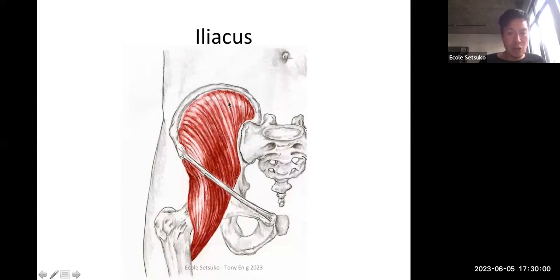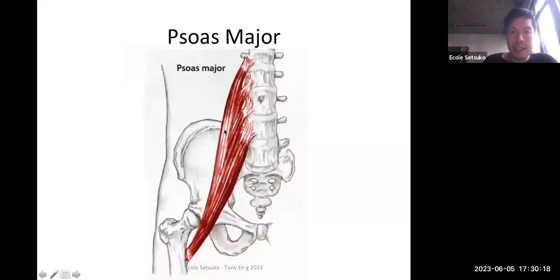main action. It also will do slightly external rotation of the hip and hip adduction, but when you hear deep hip flexor muscle, you're probably talking about more of the iliopsoas group, iliacus and psoas. Then we look at the psoas major. Psoas major attaches onto T12 to L5 on the anterior part, and also on the transverse process. And here it goes into the lesser trochanter.